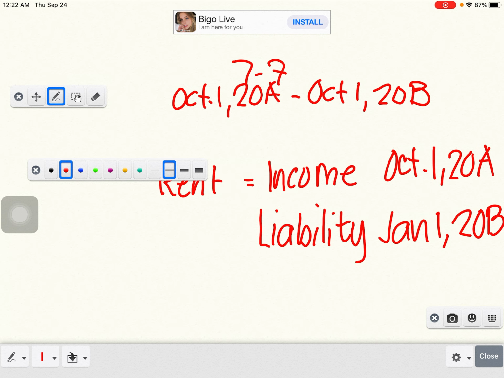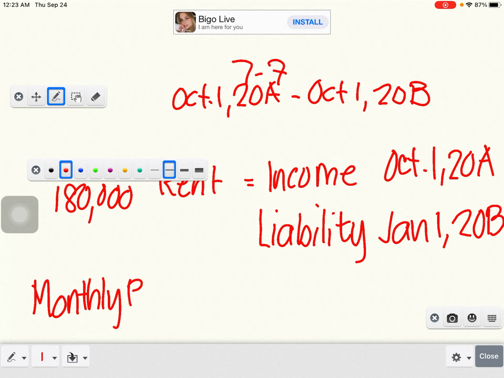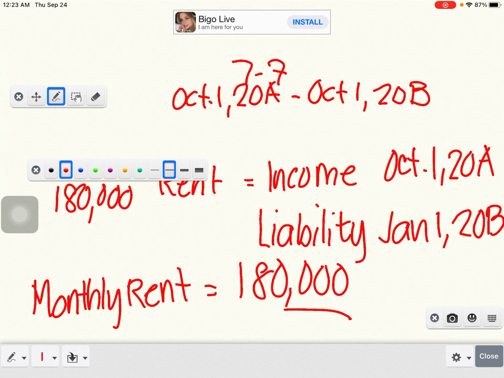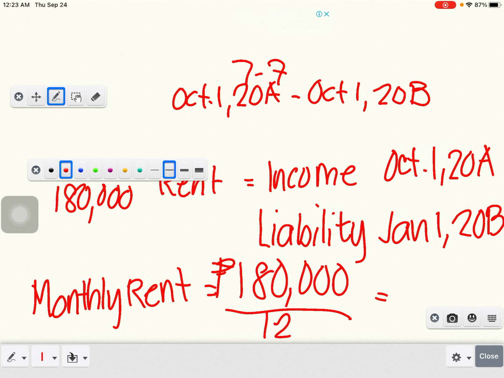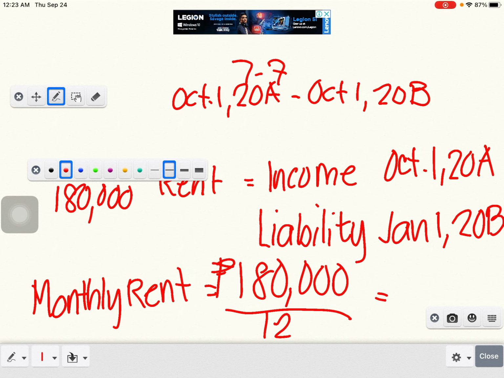So, how much is the rent? The rent was 180,000. So, what is your first step? Get the monthly rent. So, that is 180,000 divided by 12. You will have 15,000 per month.